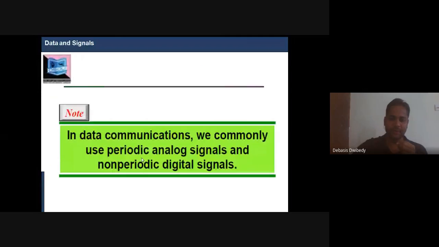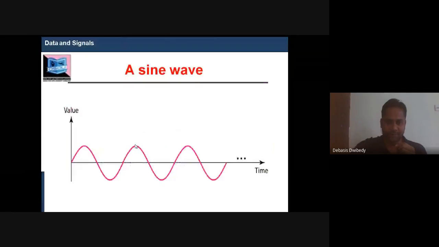So what do we mean by a period? If you observe this signal, you will observe that it exhibits a pattern, from this point to this point. Now this pattern is repeated again. Look, from this point to this point, this is the first pattern. This pattern is repeated again.